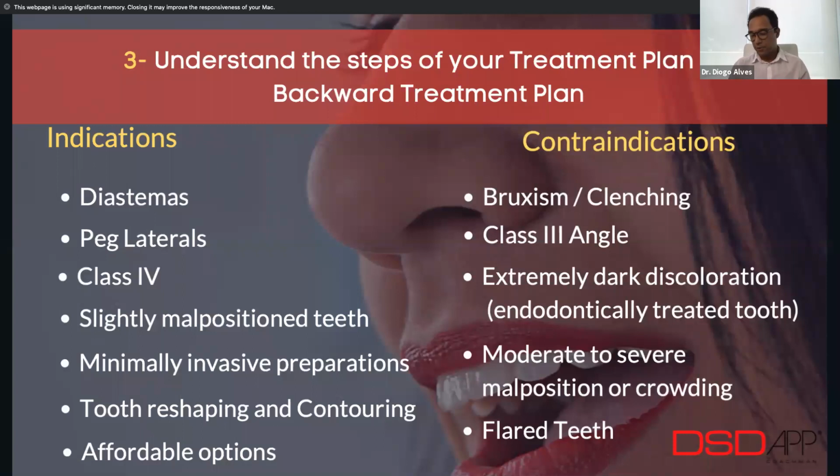But people with class 3 of Angle are contraindicated. People with extremely dark discoloration that, even after you do the internal bleaching, still doesn't work, wouldn't be an indication because the composite veneer is extremely thin. Patients with moderate to severe malpositioning or crowding also need to do ortho first, and then you can go for the composite veneers. And patients with flared teeth, same situation: do the ortho first, and then go ahead and do the composite veneers.